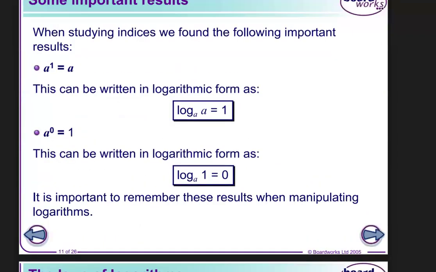So let's look at logs now. I told you that anything raised to the power of 0 is 1. Anything raised to the power of 0 is 1. So you have this one. You see, a to the power of 0 is 1. A to the power of 1 is a. So if you do this log for this one too, log of 1 is going to be 0. Log a is going to be equal to 1.